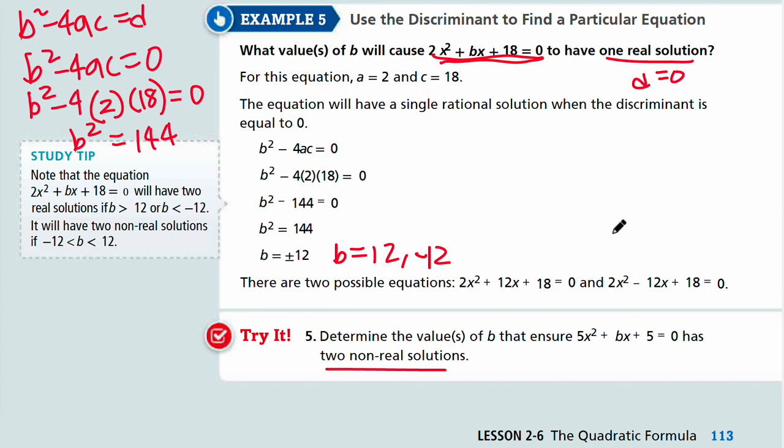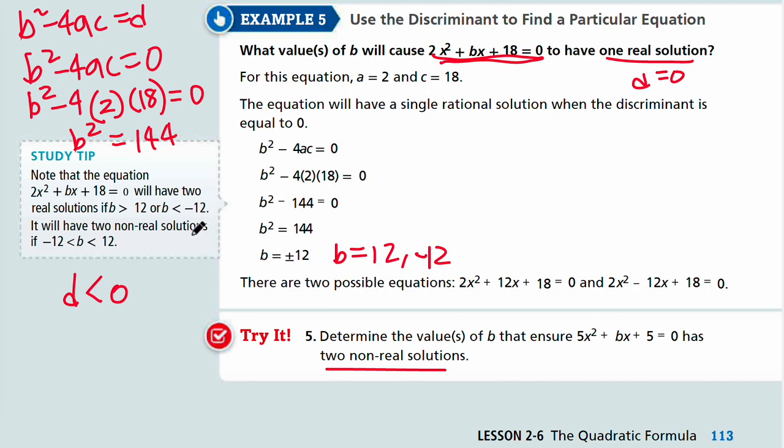Okay, are you ready? All right, so think about your discriminant. When you have two non-real solutions, what do you have for a discriminant? Your discriminant is a negative number. So your discriminant is anything less than 0. So it's not negative 1, it's not negative 2. You don't know what it's going to be, but anything that's a negative number works, right?